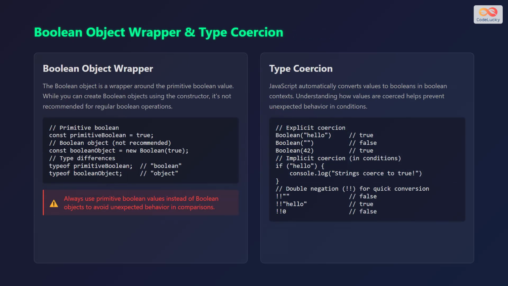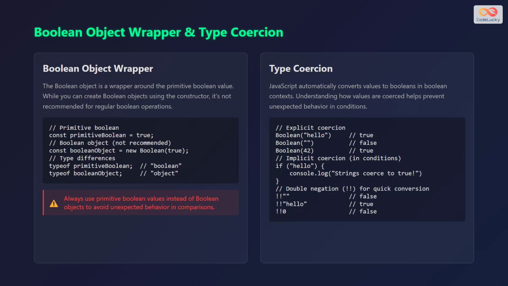Let's delve into the concept of Boolean object wrappers and type coercion in JavaScript. The Boolean object is a wrapper around the primitive Boolean value. You can create Boolean objects using the constructor with the keyword new, but this practice is generally not recommended. It's best to stick with the primitive Boolean values, which are true and false. When you create a Boolean object, it's actually an object and not a primitive type, which can cause confusion and unexpected behavior. Now let's explore type coercion.